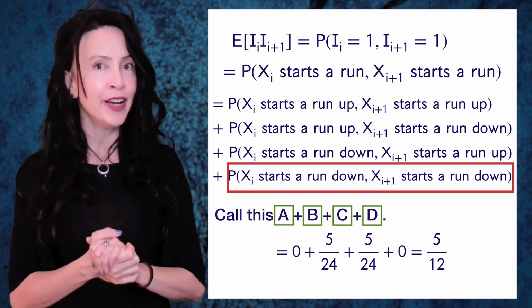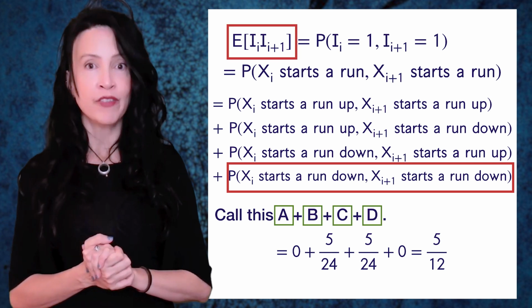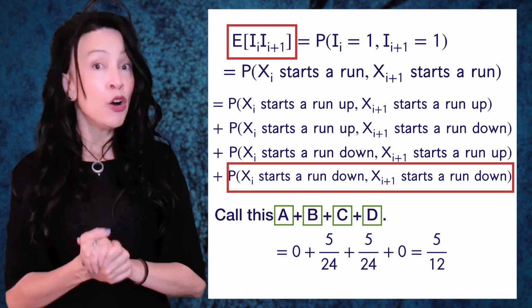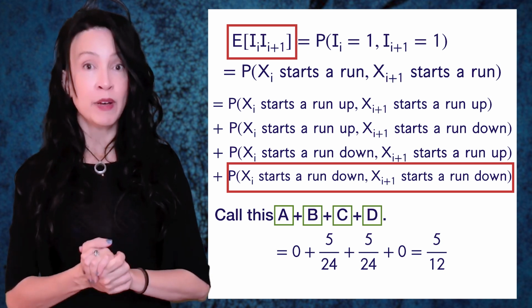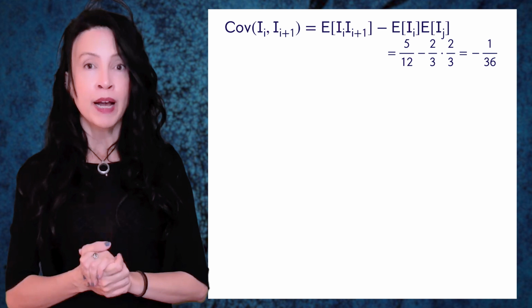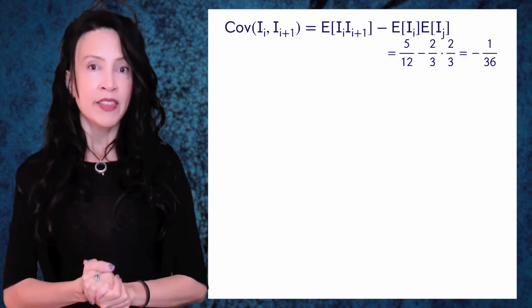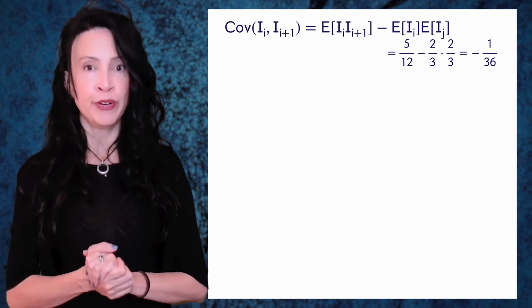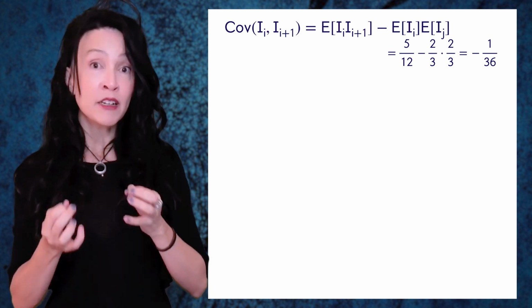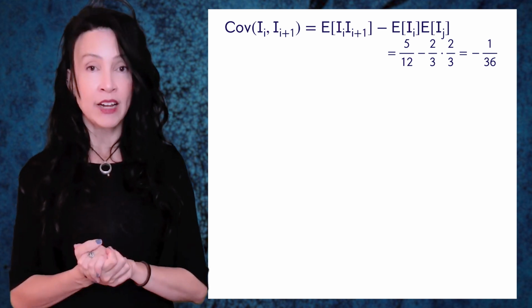This is not the covariance we want. This is just this part of the covariance. The covariance between I sub i and I sub i plus 1 is this 5/12 minus 2/3 times 2/3. And this turns out to be negative 1/36. So that's going to be the entry above and below the diagonal.